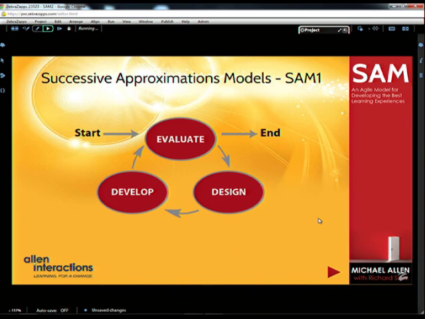So, SAM 1 and SAM 2. I really need to have T-shirts made, SAM 1 and SAM 2. And then I need twins.